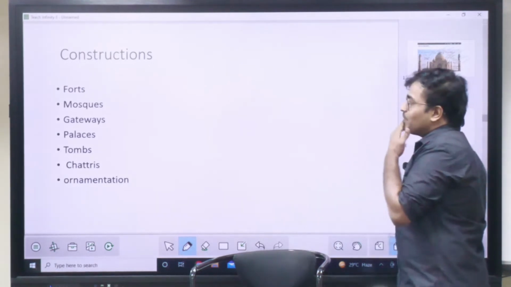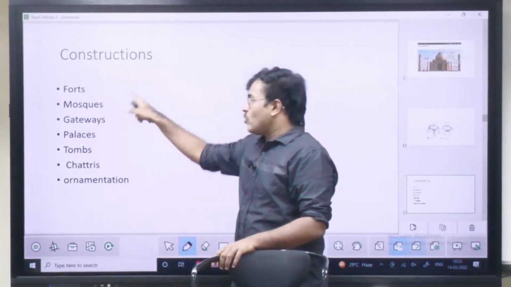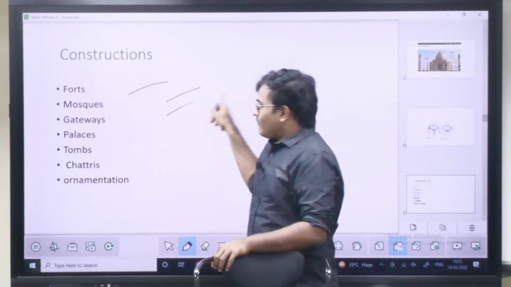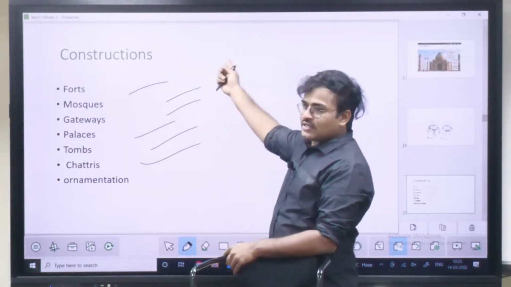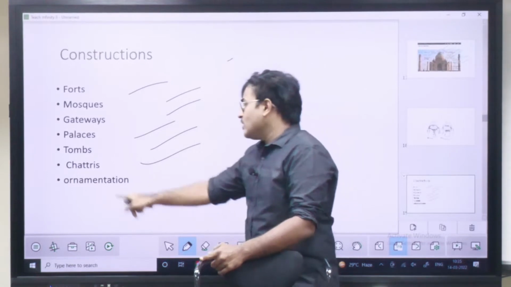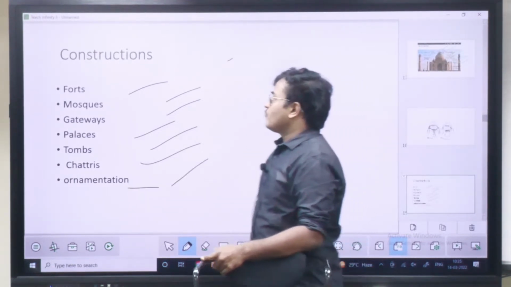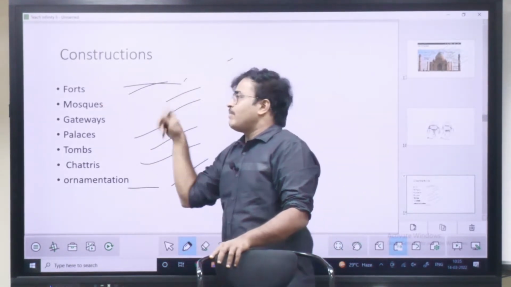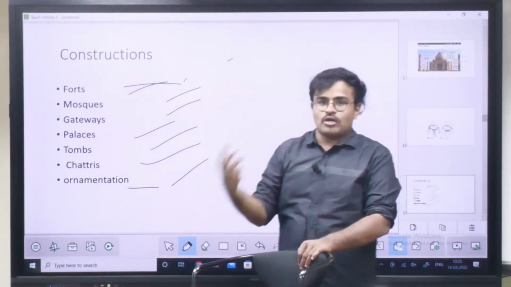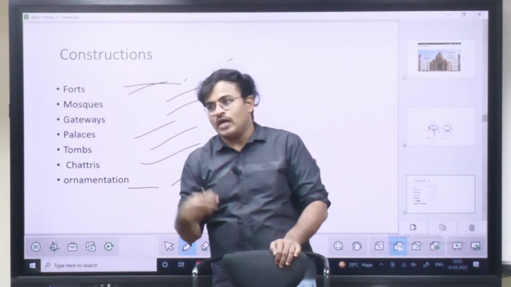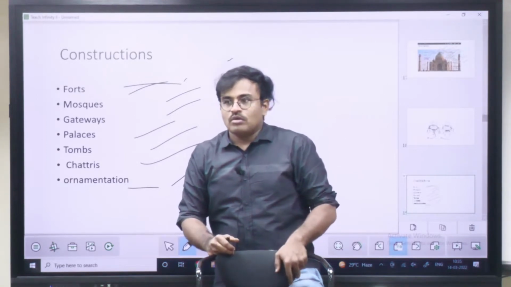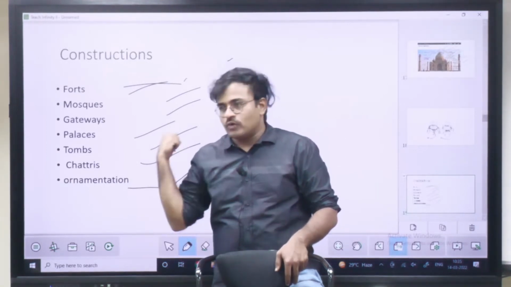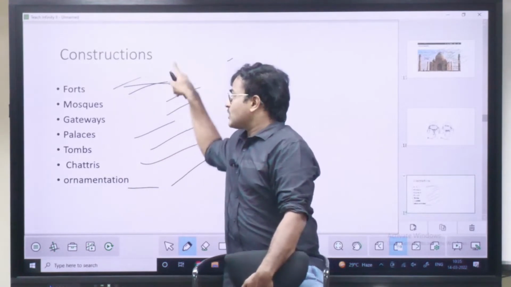Now, when it comes to constructions, they usually constructed forts, mosques, gateways, palaces, tombs. Chatris also they constructed. Chatri is the same thing I talked about earlier, right? And ornamentation. When it comes to forts, can you give an example of a famous fort constructed during the Islamic architectural phase? Can you name any fort? Red Fort is the most prominent one. So Red Fort is one example for a fort structure.